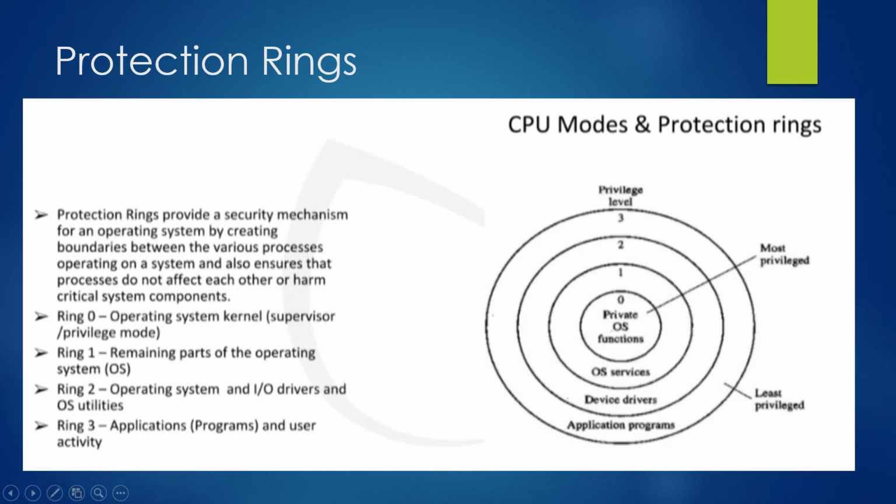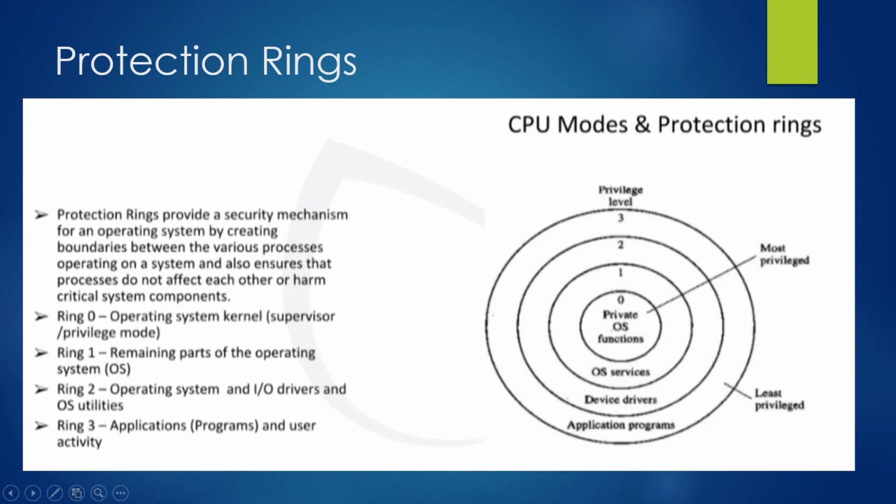Ring 1 is responsible for the operating system, the remaining parts of the OS. Ring 2, which follows, is another part of the operating system, but these are responsible for I/O drivers, input-output drivers, and OS utilities. Ring 3 typically is responsible for application programs. If you follow the mouse cursor, you can see the outer ring, so it's responsible for application programs.